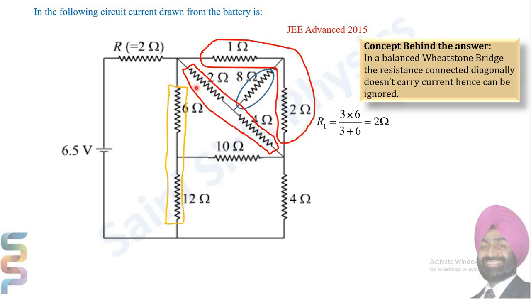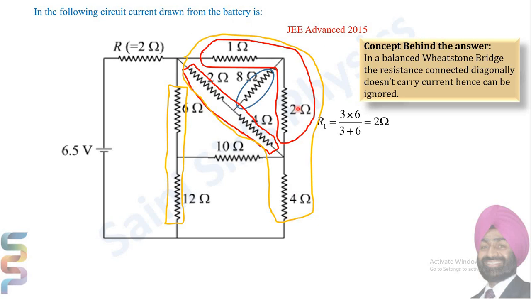Okay. Now from this point to this point, one path is via 6 and 12. Another route is in total 2 ohm, first 2 ohm, then 4 ohm, and you reach the other junction. The ratio of 6 to 12 is 1 to 2. The ratio of 2 to 4 is again 1 to 2. And again we have a resistance diagonally connected. So the ratio 6 to 12 and the ratio 2 to 4.